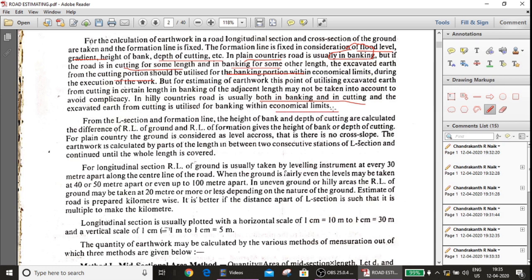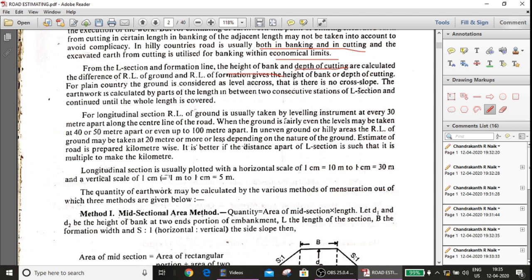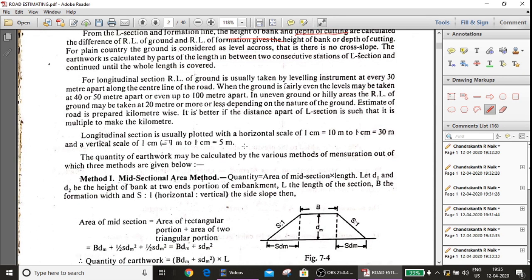Fine. Next, from the L section and formation line, the height of bank and depth of cutting are calculated. The height of bank and depth of cutting are calculated from the ground level and the formation line. The difference between the ground level, the RL of the ground, and the RL of the formation line gives us the height of the bank, which is an important point we will get to know when we solve the problem.